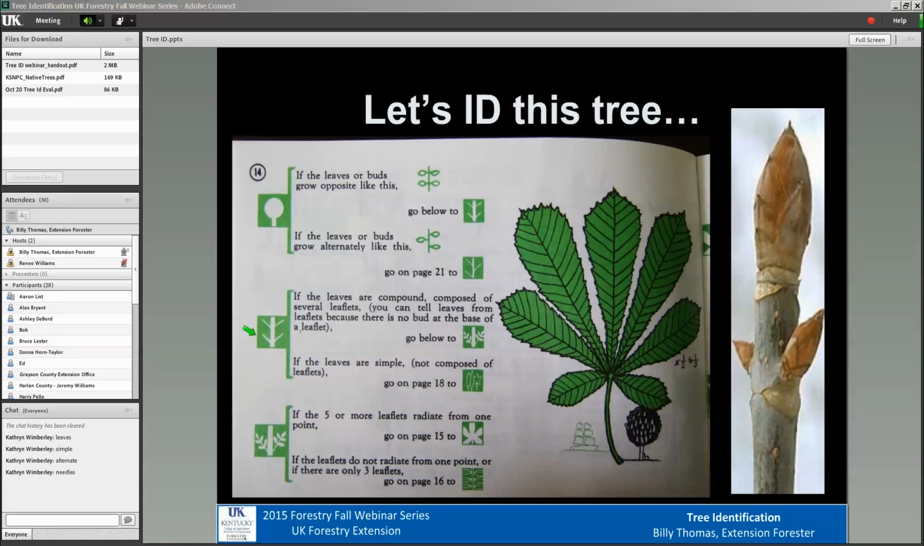And now, are the leaves compound, composed of several leaflets, or is it simple? And as you recall, that was a compound leaf. It was palmately compound. So we're going to go below to this symbol here. And that gets us down here. Do 5 or more leaflets radiate from one point, or do the leaflets not radiate from one point? And again, we had that palmately, so they radiated from one point. So we're going to go on to page 15 and look for that symbol there.